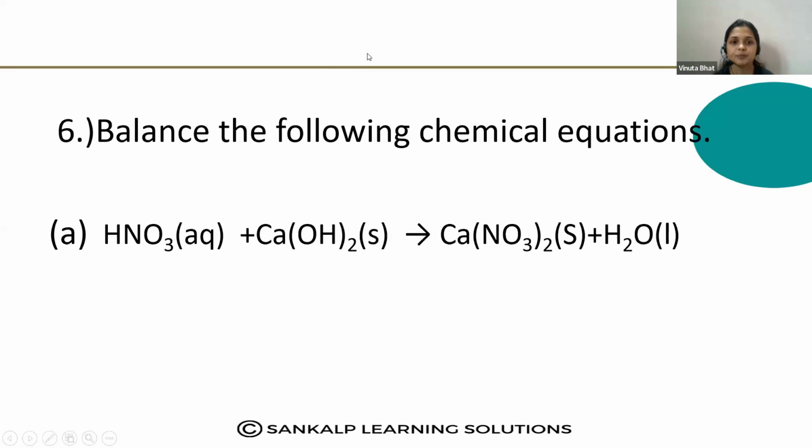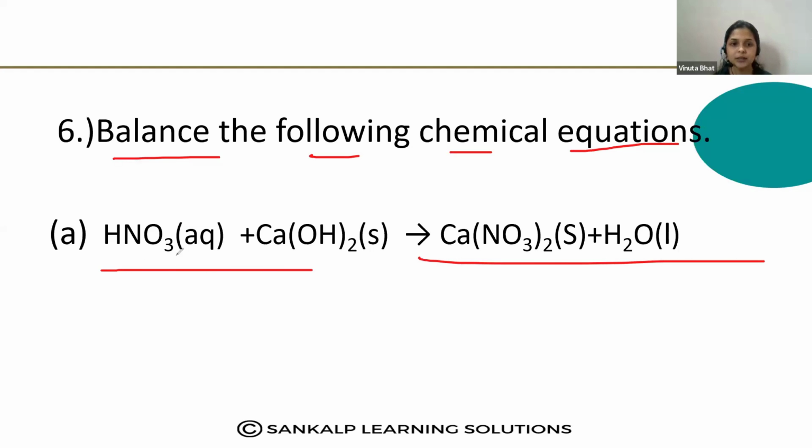Next question is, balance the following chemical equations. The equations are already given here, but you have to balance them. Okay. Let us check the reactant and the product. Here, HNO3, when it reacts with calcium hydroxide, forms calcium nitrate plus water.